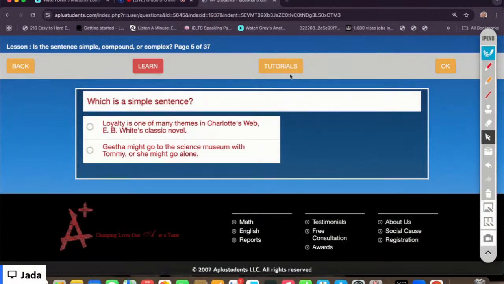Okay, so which is a simple sentence here? Loyalty is one of many themes in Charlotte's Web, E.B. White's classic novel. She might go to the science museum with Tommy, or she might go home alone. So, what do you think? The first or the second? So, which is the simple sentence over here?